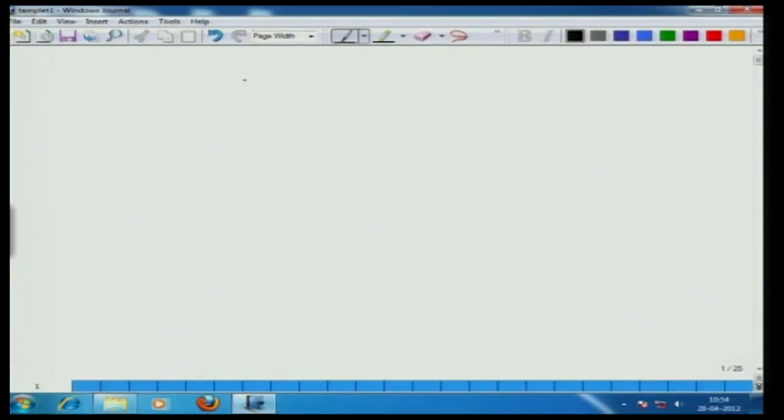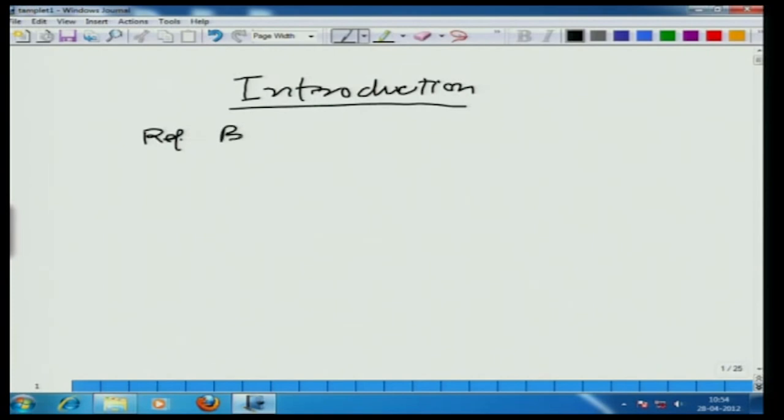This is the first lecture of the set of 20 lectures on calculus of variations. In this lecture, I will start with the introduction of calculus of variations. Here I will be following the reference book, Calculus of Variations with Applications.